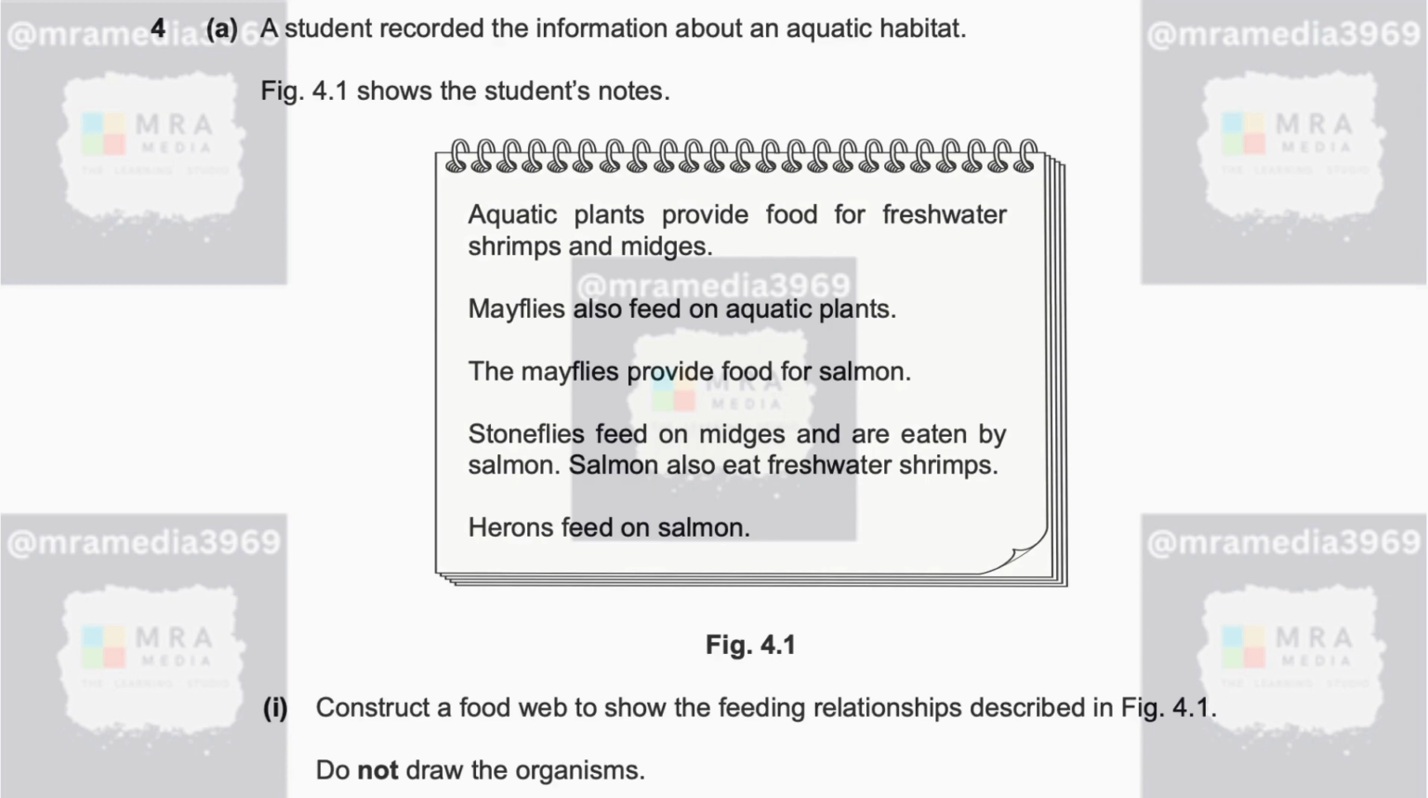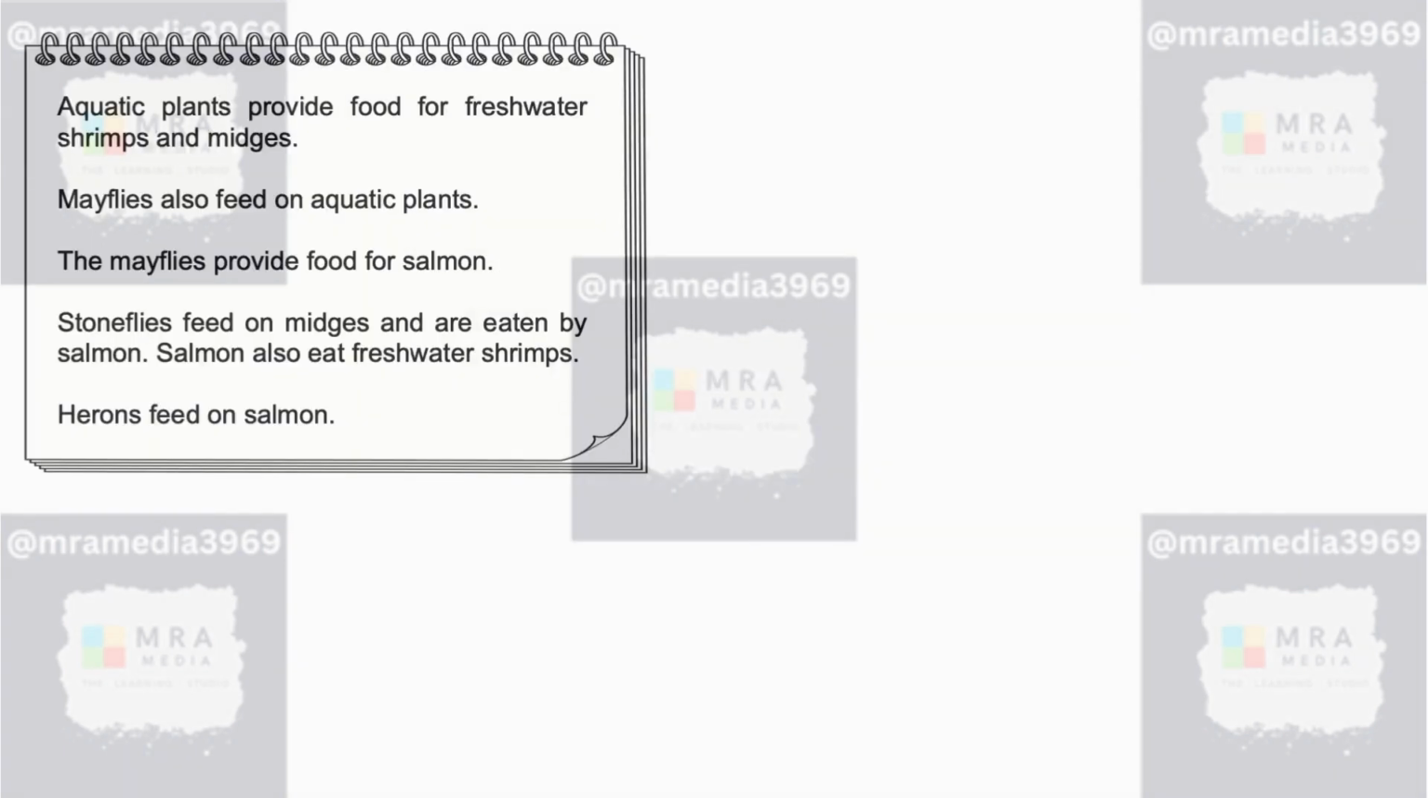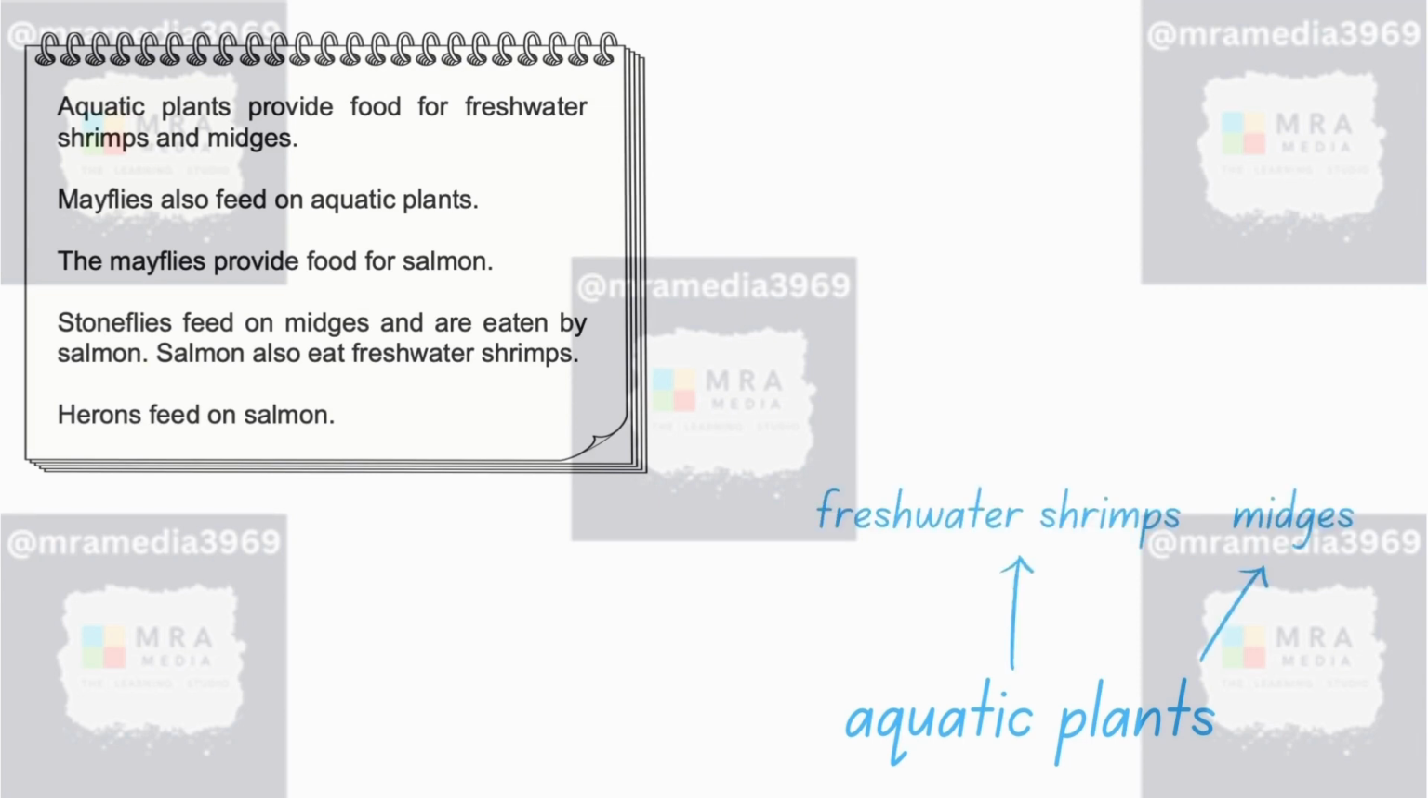Do not draw the organisms. We'll start from the producer, aquatic plants. Since aquatic plants provide food for freshwater shrimps and midges, they're our primary consumers, so we label these. Now mayflies also feed on aquatic plants. This means they are also primary consumers. The mayflies provide food for salmon.